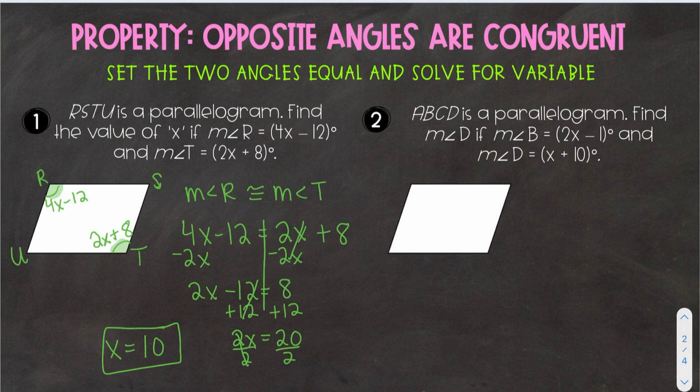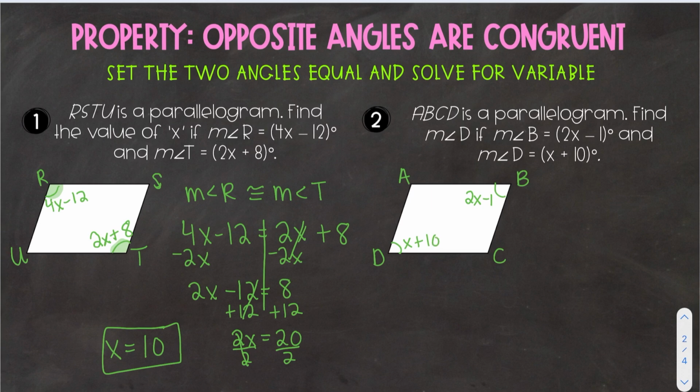Number 2, ABCD is a parallelogram. Find the measure of angle D if angle B is 2x minus 1 and angle D is x plus 10. So the first step is to label our parallelogram. I'm going to start at the top left corner and go clockwise, so ABCD. So angle B is 2x minus 1, and angle D is x plus 10.